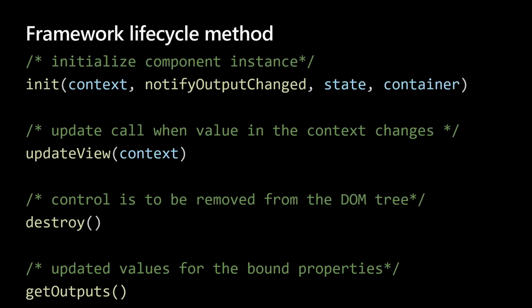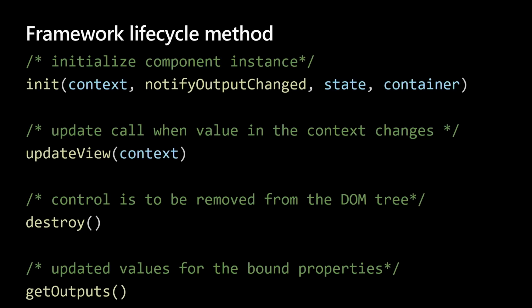First method is init. As in any framework, it initializes the control. First parameter you get in there is the context, which means all the framework APIs, data, which is bound to the control. So if you have added it to a revenue field, you will see the revenue value in there. The second one is notify output change. It's a callback method for talking to the core layer. If there is any change in value, how do you signal it back versus how do you get these values?